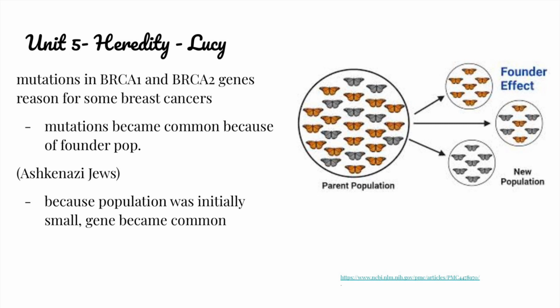We can see in this diagram that because the population of butterflies was mixed at first, and then a couple of those orange butterflies went off on their own, and a couple of the gray ones went off on their own, those new populations have less diverse organisms, which makes their gene pool smaller, which makes that trait more common, which is what happened with this mutation.